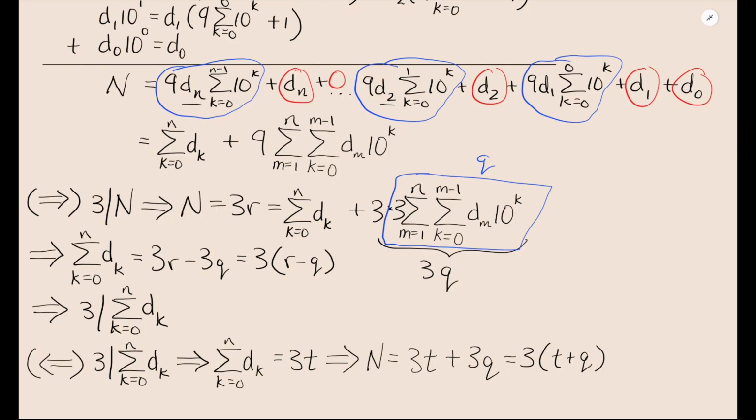So therefore, 3 times some integer is equal to n, which means 3 is a factor of n, which means that 3 divides into n, or n is divisible by 3. Great, and that completes the proof.